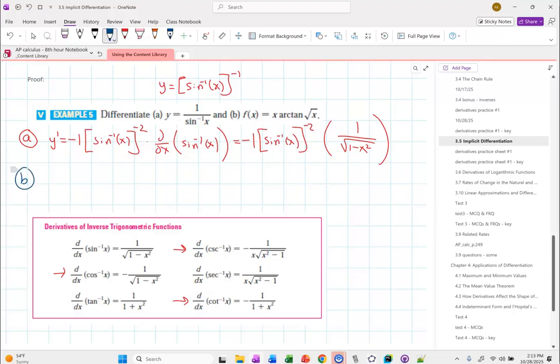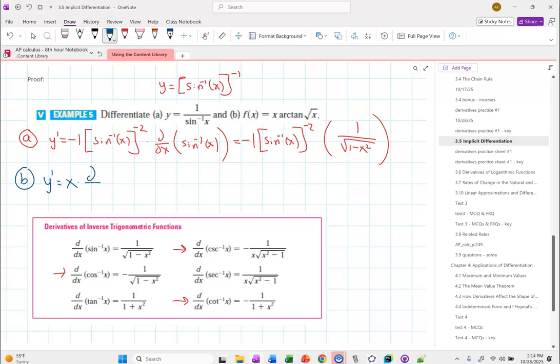For B, x times arctan of x. Remember, arctan and tan inverse mean the same thing for all intents and purposes. What do you notice there? To differentiate that, what are we going to need to use? Product rule and a chain rule. Right? See the square root of x inside the arctan? Which one do I start with? Product rule is correct.